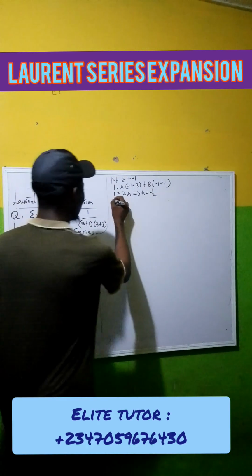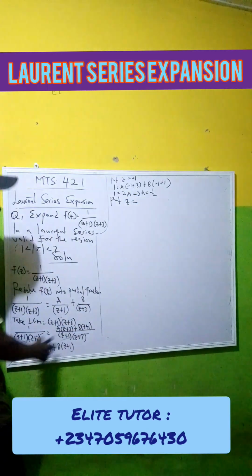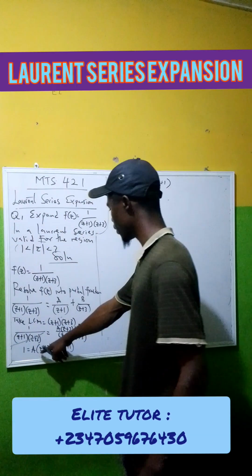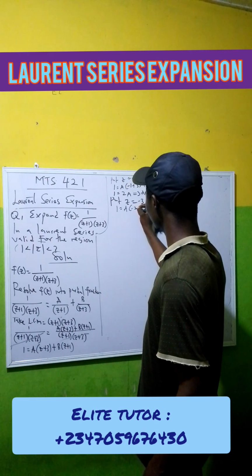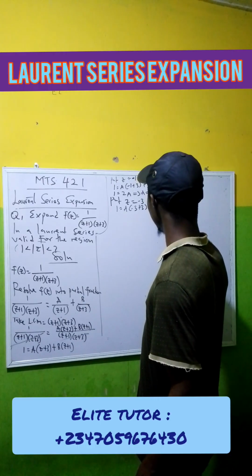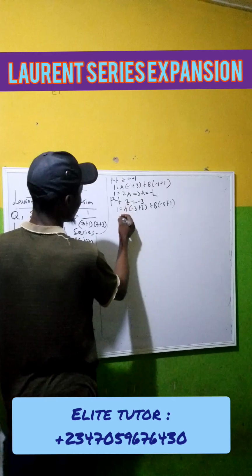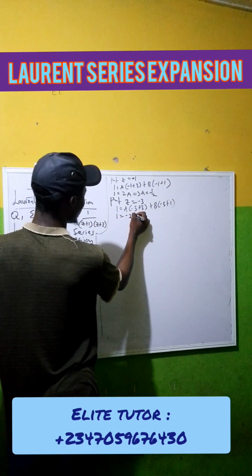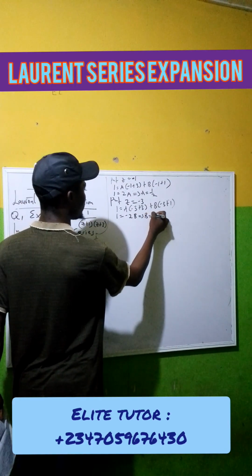Alright, we go further. We also put z equals minus 3. Substituting it here, we have 1 equals a into (minus 3 plus 3) plus b into (minus 3 plus 1). So at the end of the day, we're having 1 equals minus 2b. Do you agree with me? Which implies that b equals minus half.